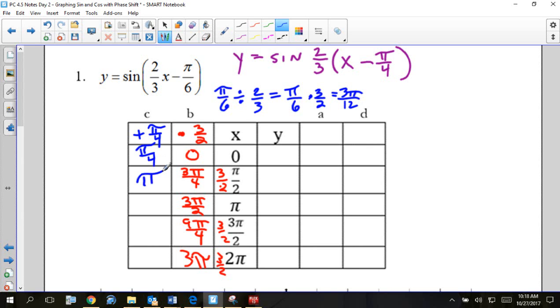How do you add? Right, we need to have like terms when we add always. So the like terms would be our common denominator. I'm going to make that into 6 pi over 4 plus pi over 4. So 7 pi over 4. And then 9 pi over 4 plus pi over 4 ends up being 10 pi over 4, which reduces to 5 pi over 2.